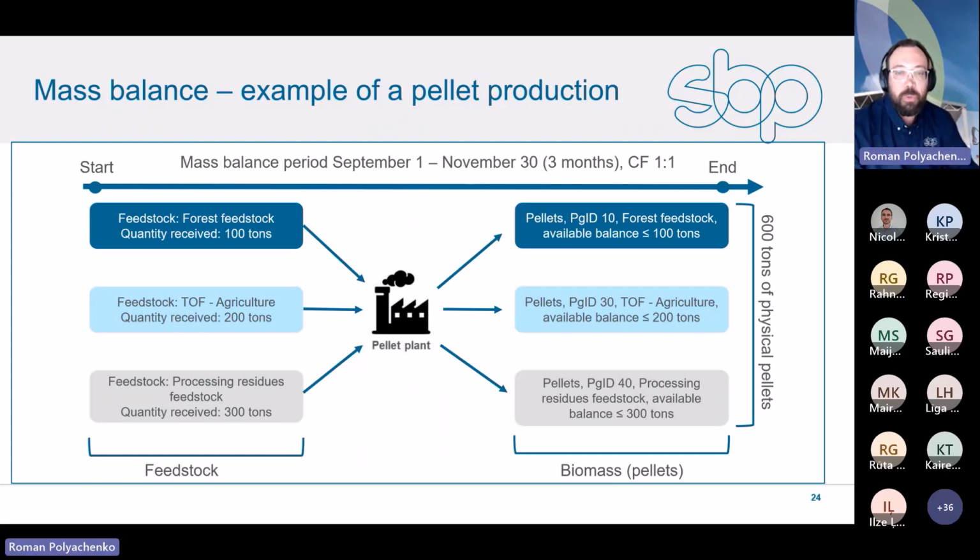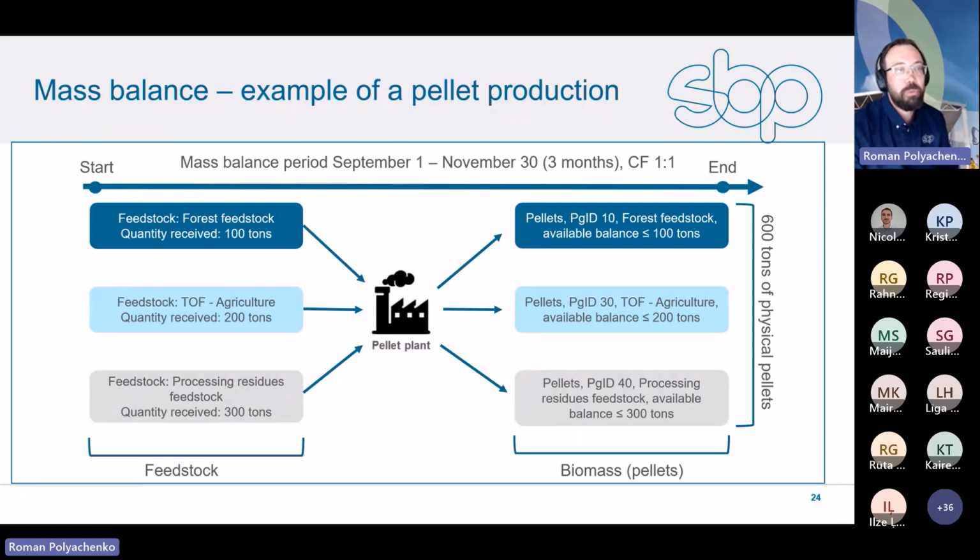Conversion factor is taken 1-to-1, just for simplicity. Imagine, obviously it's different in real life, but let it be 1-to-1. On the left, we see feedstock inputs divided by feedstock category. So again, how likely is this situation? But we can imagine that this is a biomass pellet plant somewhere in Europe, maybe in the Baltics, which sources forest feedstock. They also source tough agriculture. Maybe there is some biomass collected from agricultural fields, and they also source processing residues. They source wood chips and sawdust from sawmills, for example.